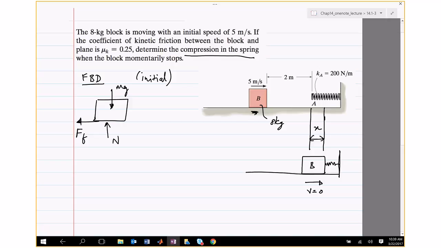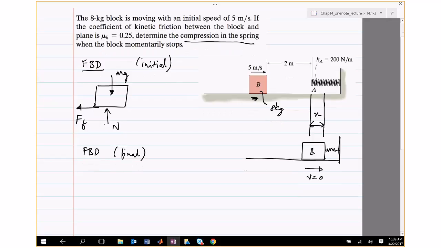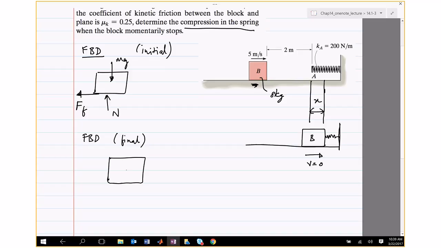Finally, when the block is coming to rest, or when it's in contact with the spring, it will still have Mg and N, okay? But in addition to the friction force, there will also be a spring force.